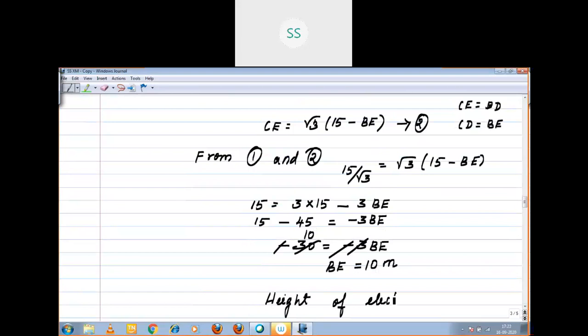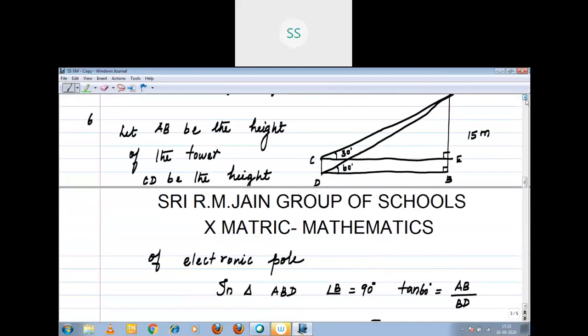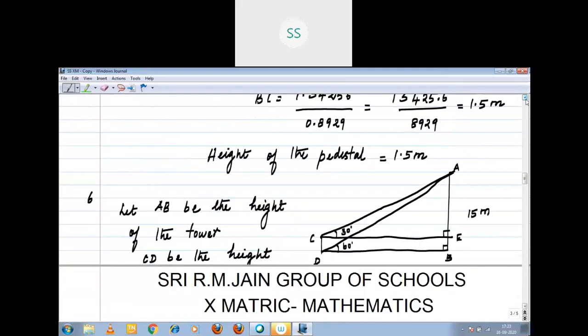But we need the height of the electronic pole. BE is equal to CD, right? CD is your electronic pole. So the height of the electronic pole equal to 10 meter, since BE equal to CD. CD is your electronic pole, right?